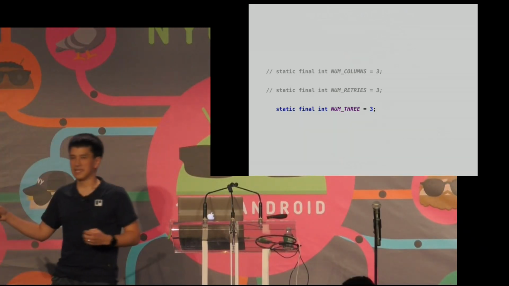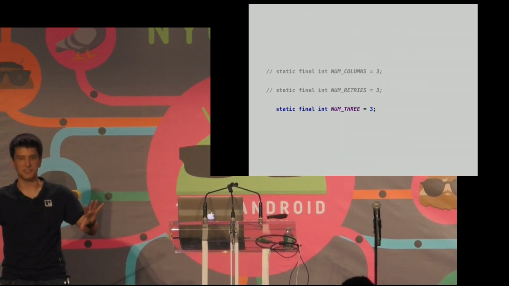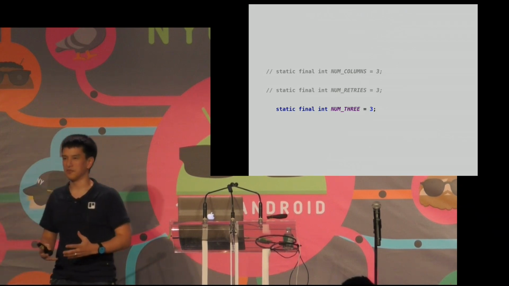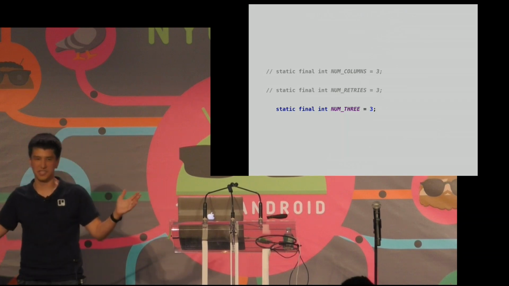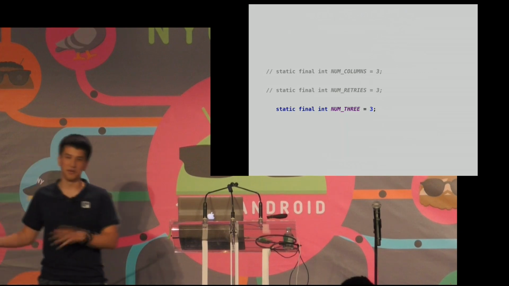But the second reason is, now these two things, which had very different semantic meanings, are now linked to the same piece of code. So if I want to change the number of retries in my network requests, suddenly my staggered grid view is going to look completely different. So that doesn't make any sense. Why would you do it in Java code? Don't do it with styles either.